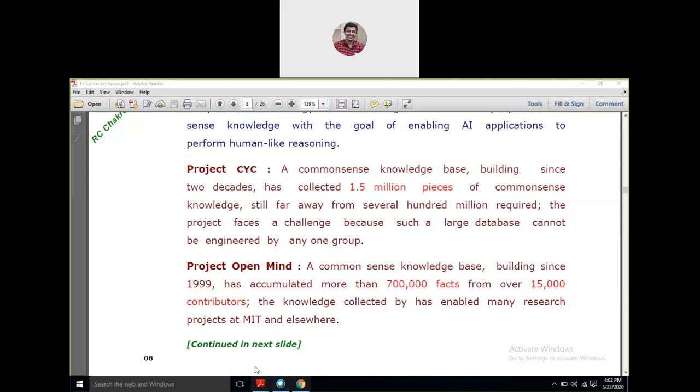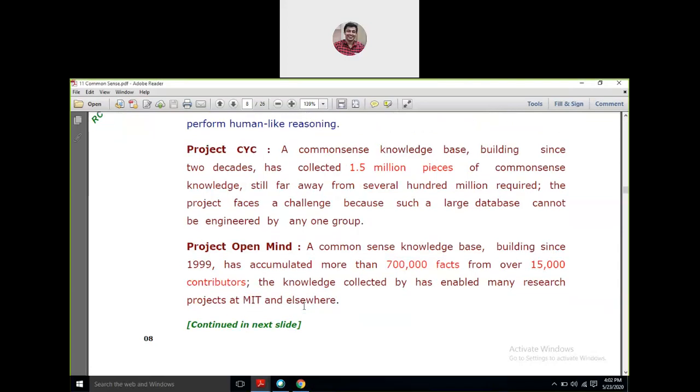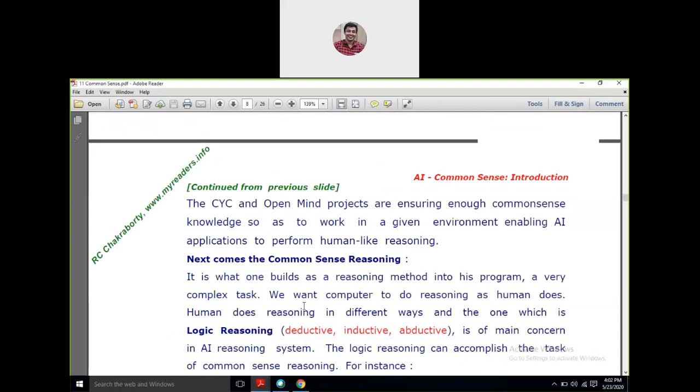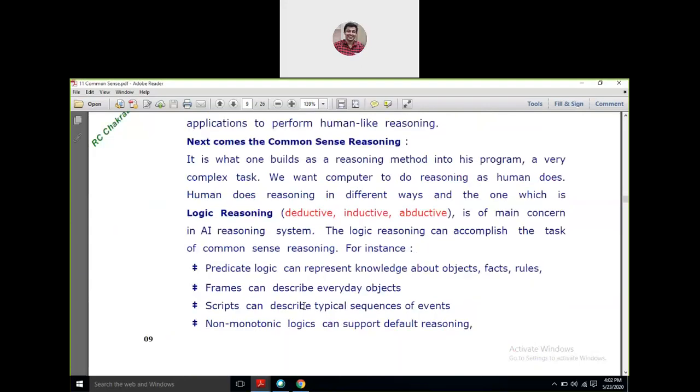The second one is Project Open Mind. They comprise around 7 lakh accumulated facts and 15,000 contributors. It is an MIT initiative. So they are also doing a similar kind of thing, making a database for it and then retrieving that kind of information from it.